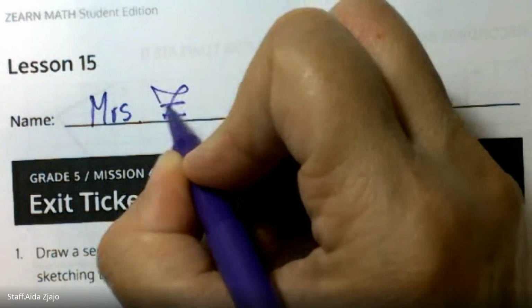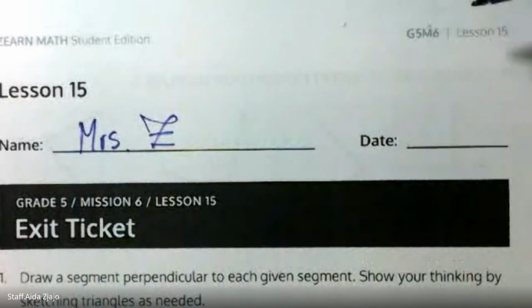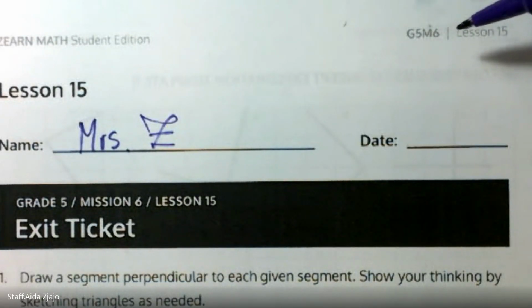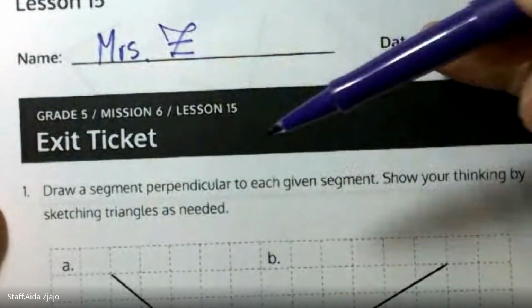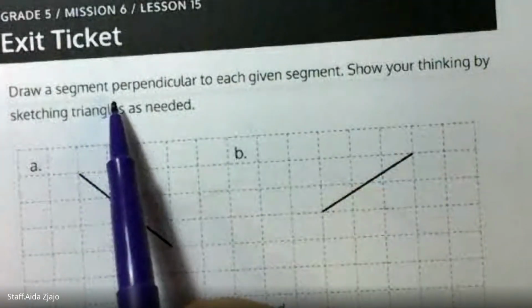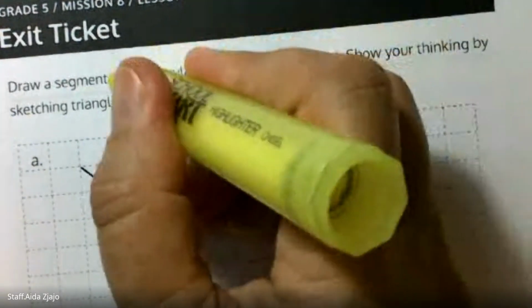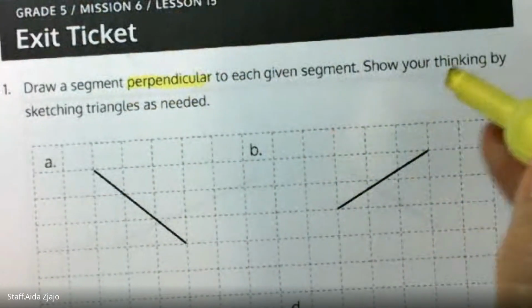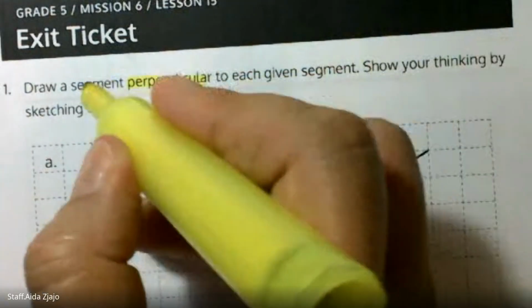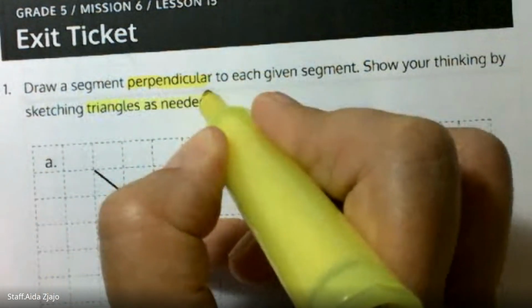Okay, today we're talking about lesson 15, and it's a grade 5, mission 6, exit ticket, lesson 15. It says draw a segment perpendicular to each given segment. Show your thinking by using sketching triangles as needed.